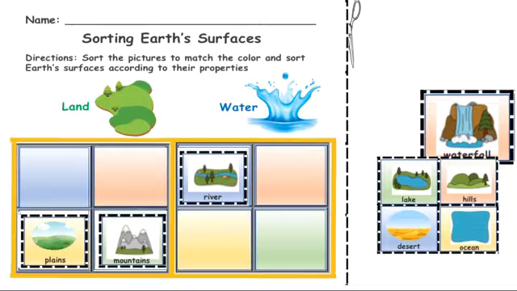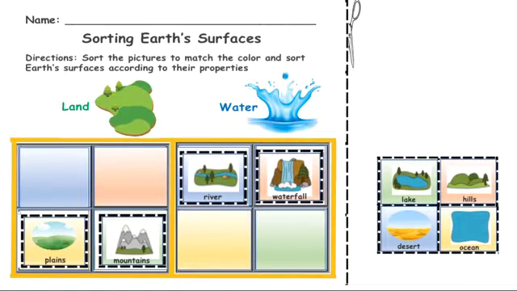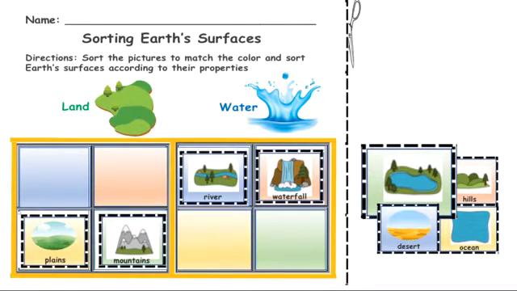Now we have a waterfall. Well, if you listen to the name of this formation, you probably can guess. A waterfall is land or water? That's right, it's water. And which color box should I choose? The orange box, that's right. All right, next up we have a lake. Is a lake a land or a water surface? It's a water surface. And which color box should I use? The green box.